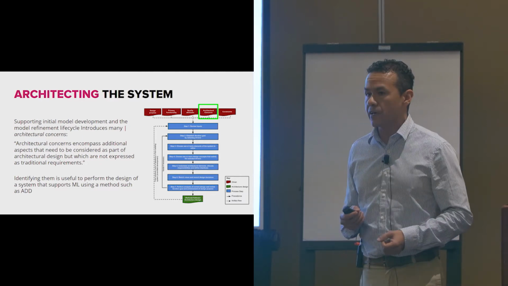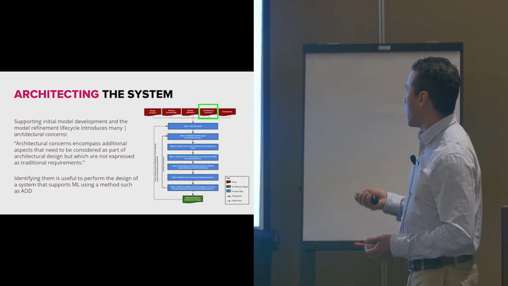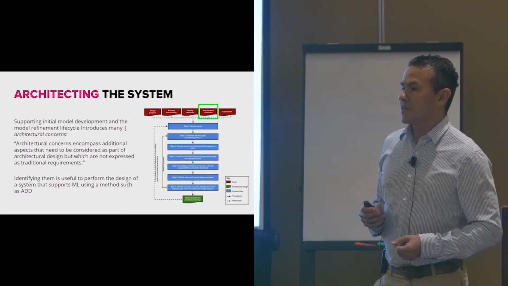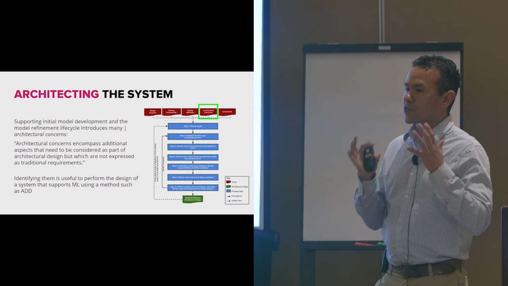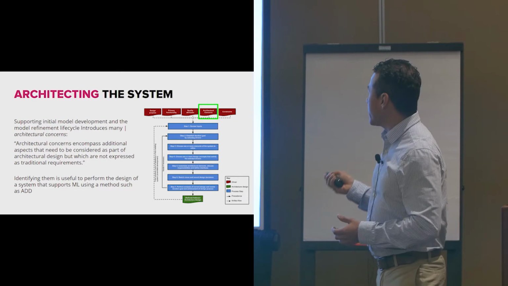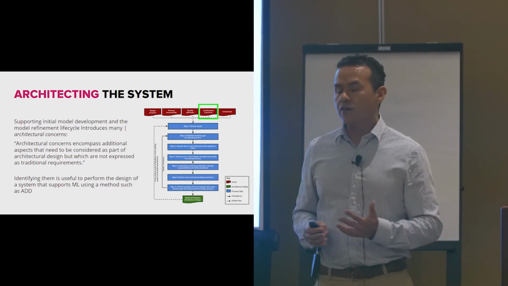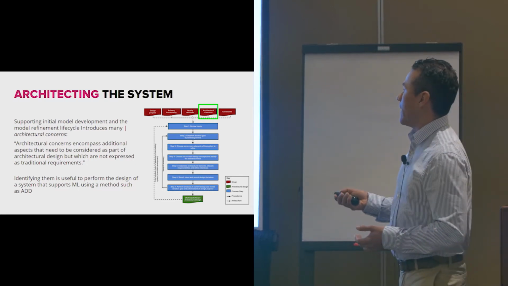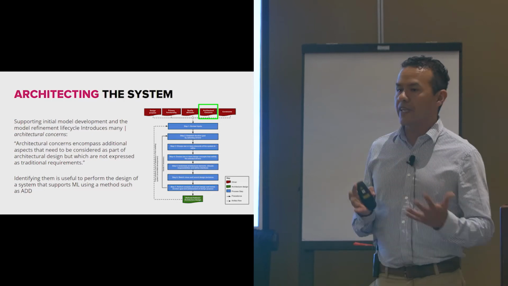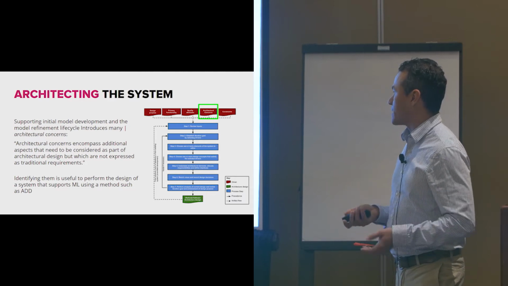And as I was mentioning, if we want to perform systematic design, we can use a method such as attribute-driven design. Typically when you design an architecture, you will select a set of drivers which are derived from the requirements that the customer gives you. But in ADD, we have another type of driver which we call architectural concerns. Architectural concerns are additional aspects that are typically not specified in the requirement specification, but that the architects need to take into account to design the system.